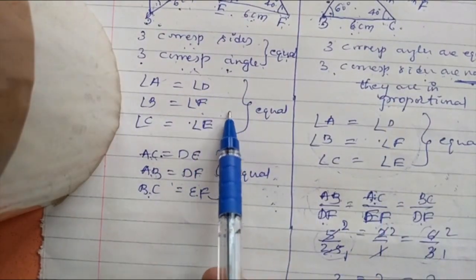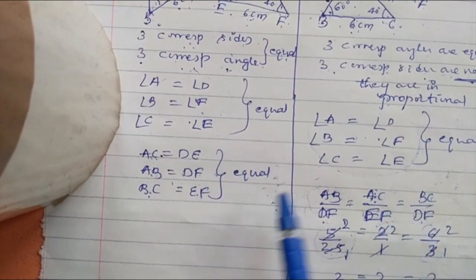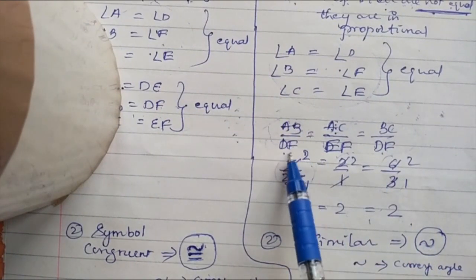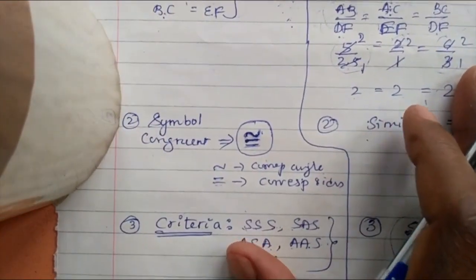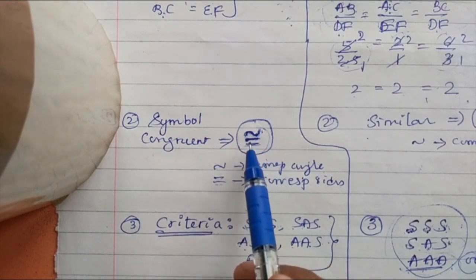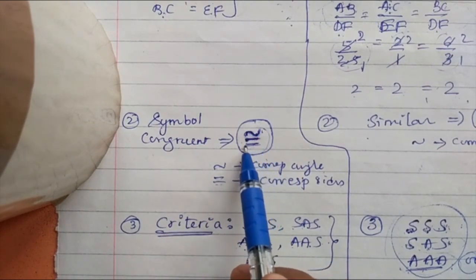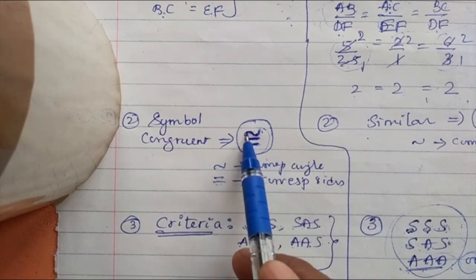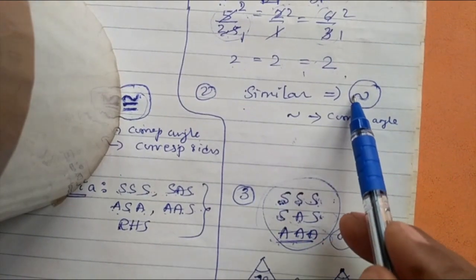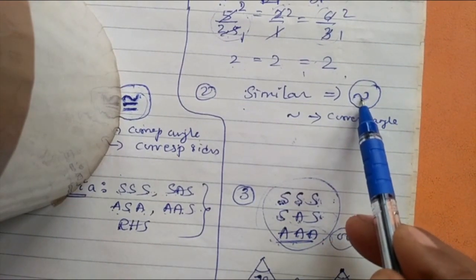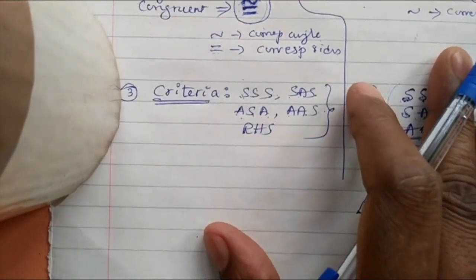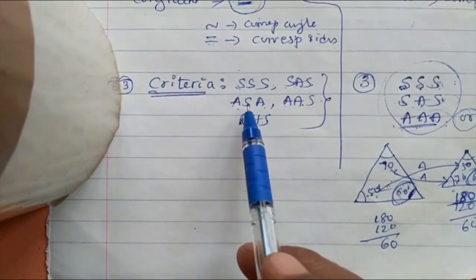All the three angles, look here, are equal, here also equal. Here sides are also equal, but here sides are not equal; we write that they are in ratio. The symbol of congruent means corresponding sides are equal. This means corresponding angles are also equal. Here we have only this symbol because corresponding angles are equal, corresponding sides are not equal, so we are not using the equal sign.